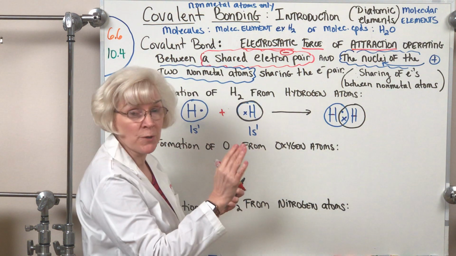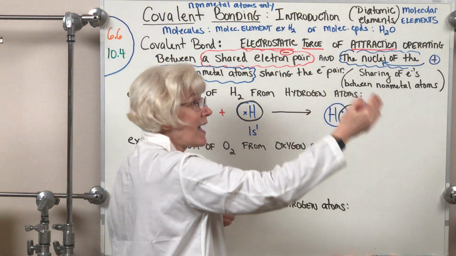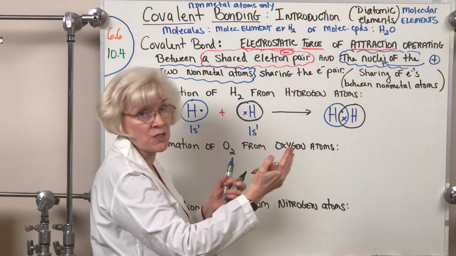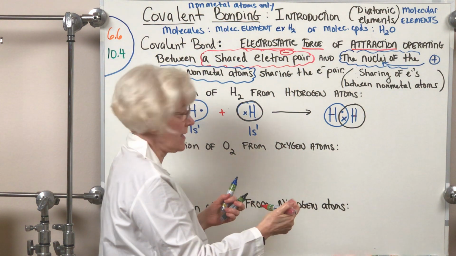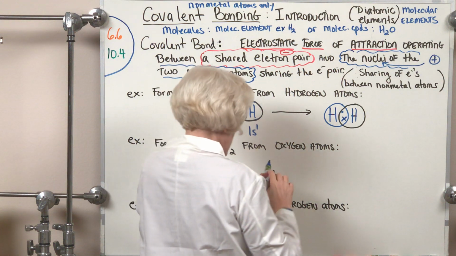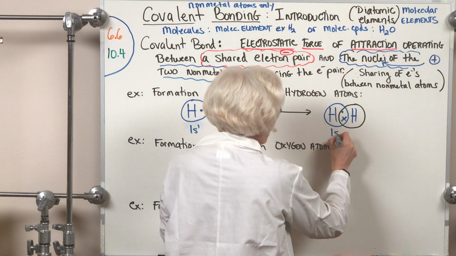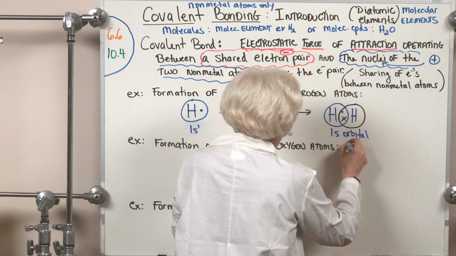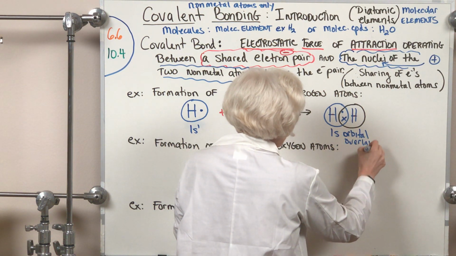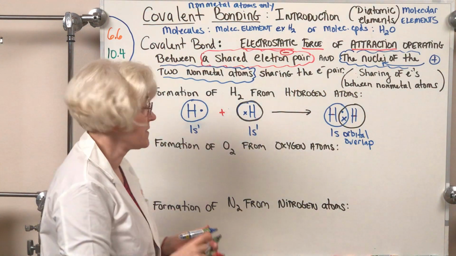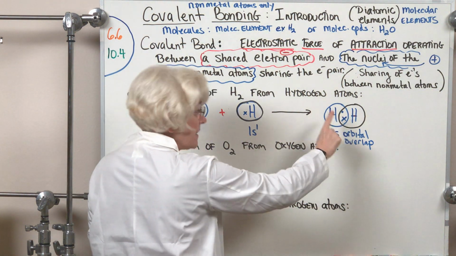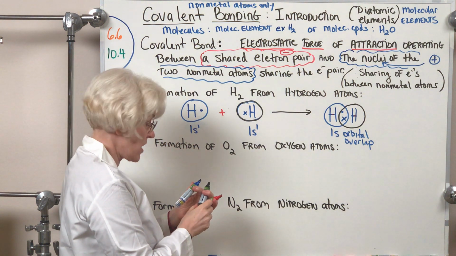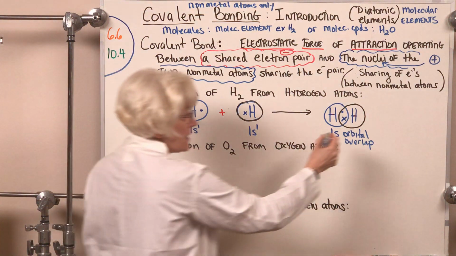If they are sun worshippers, it's like they went outside and looked up in the sky and there's 2 suns that they feel the attraction to, not just one, coming from the overlap of their 1s orbitals. And we call this attraction between one shared electron pair and two nuclei a covalent bond, a single covalent bond.